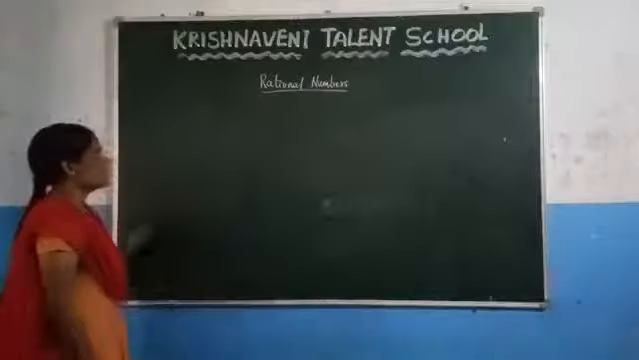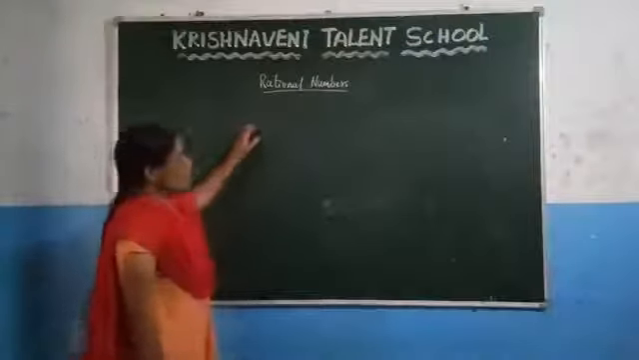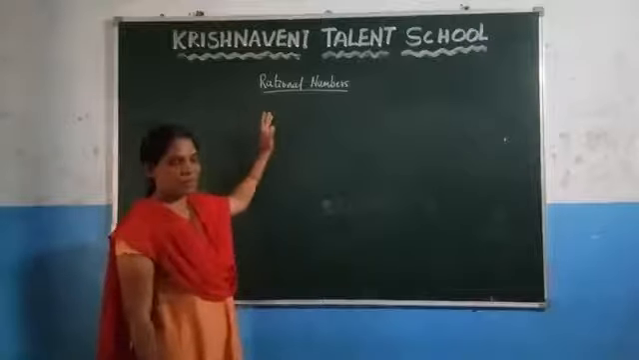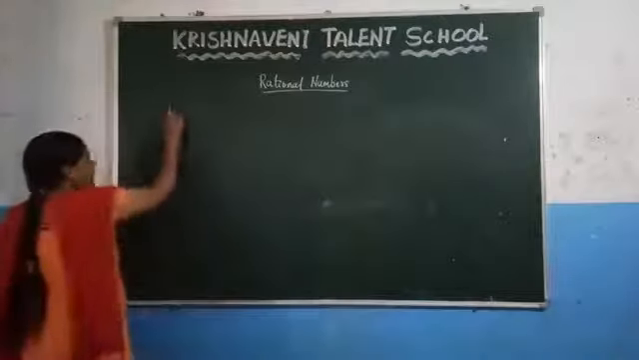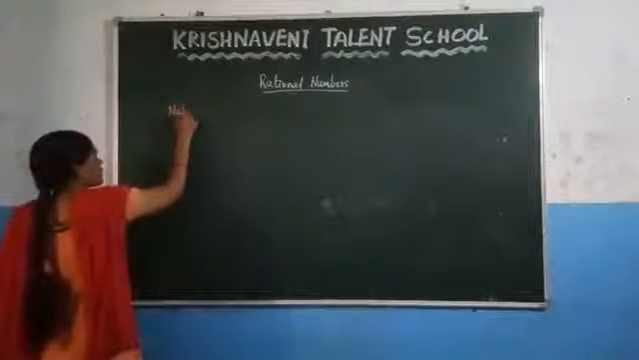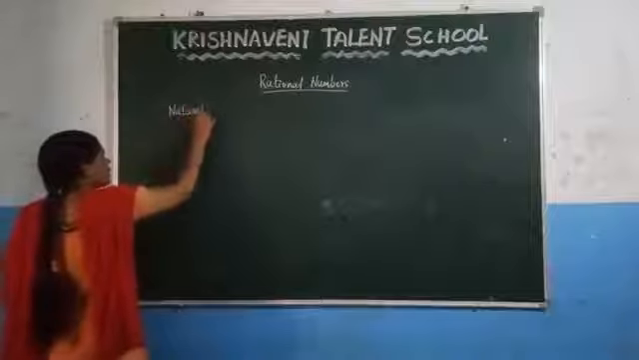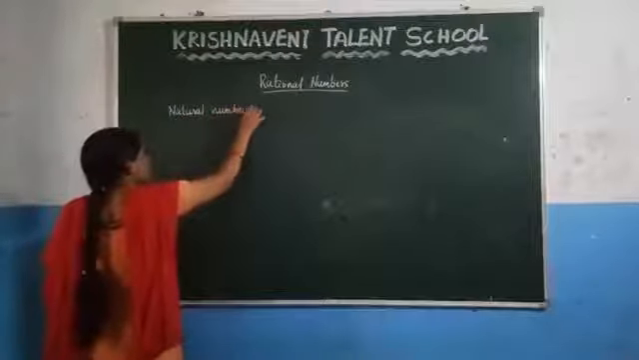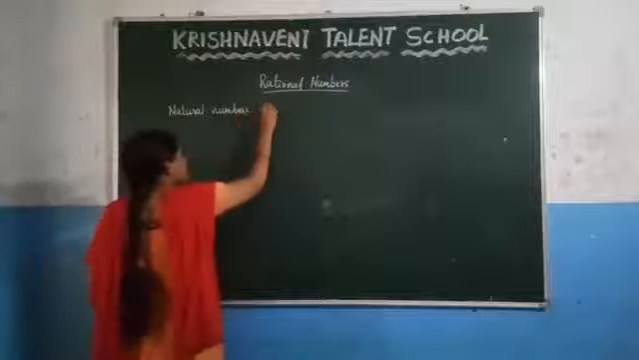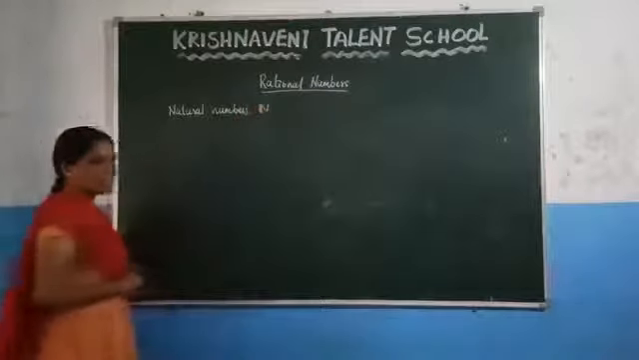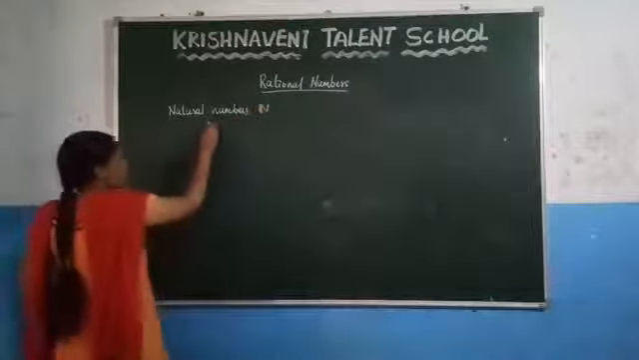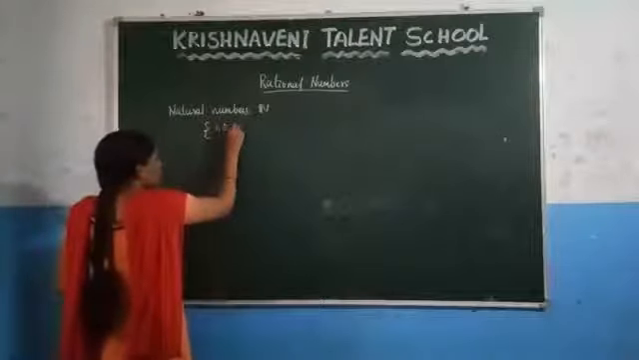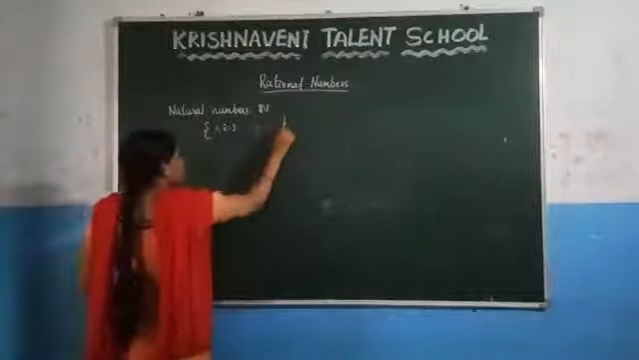Okay. Today we are going to discuss the chapter rational numbers. Before going to discuss the rational numbers, let us have a brief recap about the various number systems you already studied. The first one is the natural numbers, and you know that the natural numbers are denoted by the letter N. And what are natural numbers? The counting numbers are called the natural numbers, and it starts from 1, 2, 3 and so on.